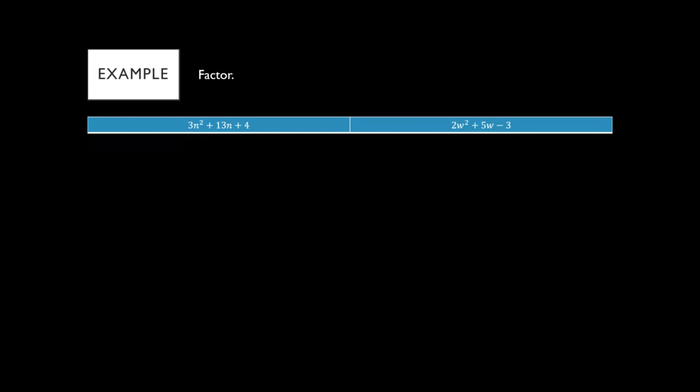So first here is how I set it up. I've got 3n squared plus 13n plus 4. I have a number in front of each of the n's in this case. So I have to kind of leave a blank there. Now, these are still both positive, so these are all going to be positive. So I've got 4 spots here that I'm plugging numbers into.